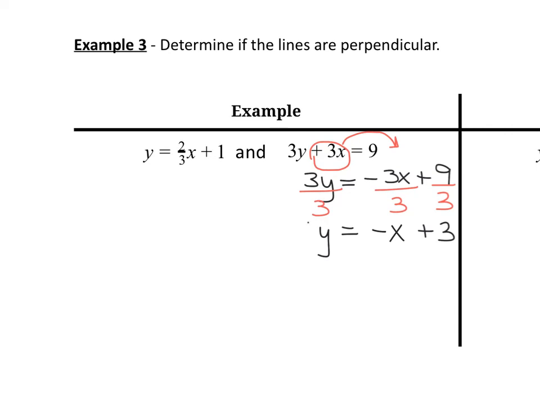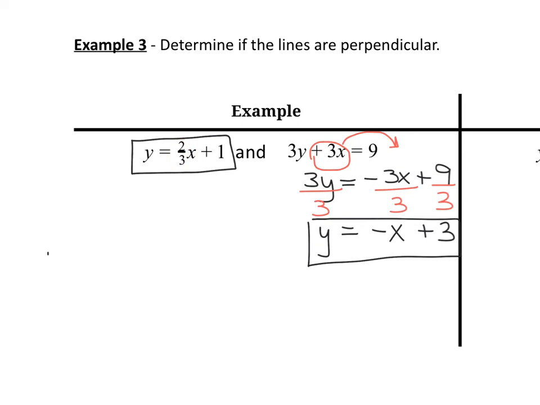All right, so now we're good to go, and we have both of our equations in the correct format. So we're going to go ahead and compare the slopes. In equation number 1, the slope, or the m value, is 2/3.